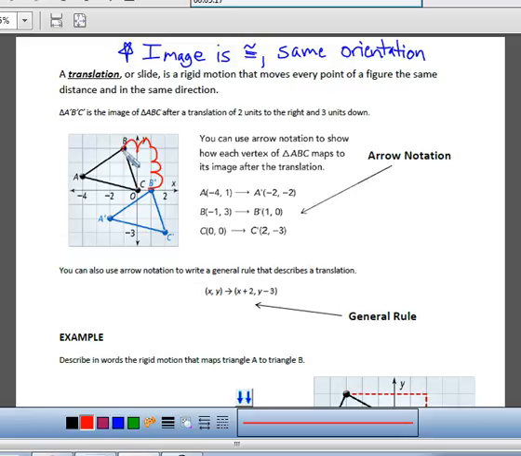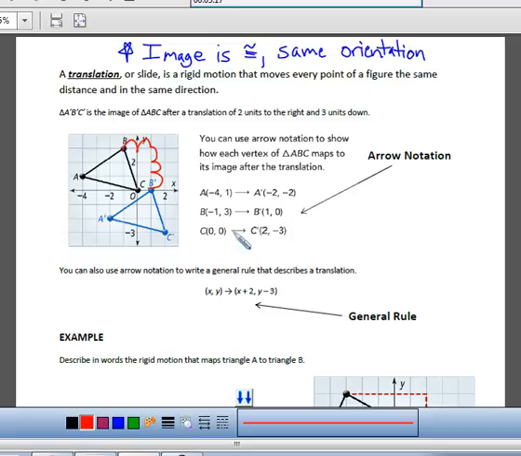That right there is 0 jumps. You got to count the next one as 1 and then 2. That's a mistake students make. So we go from A to A prime. The point is -4, 1 to the point -2, -2.